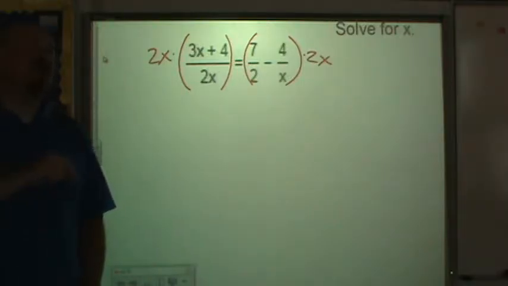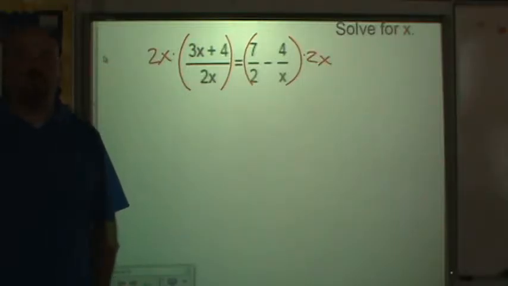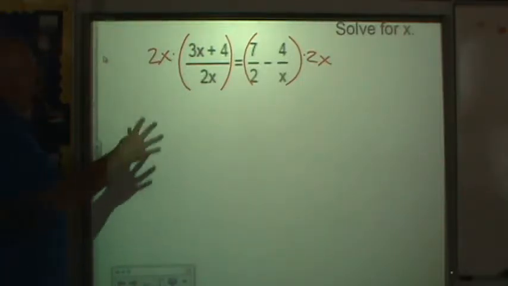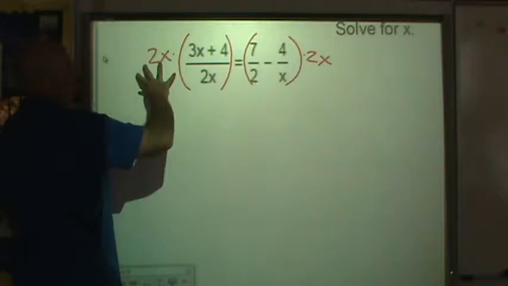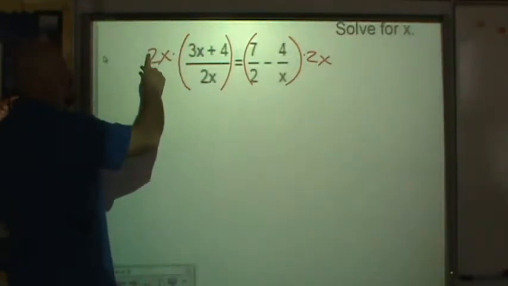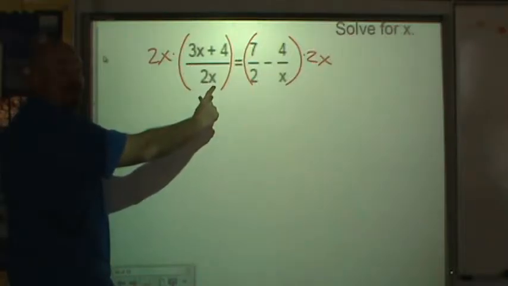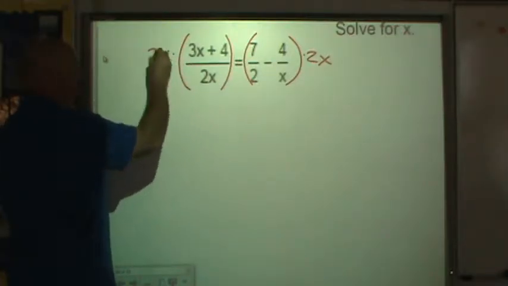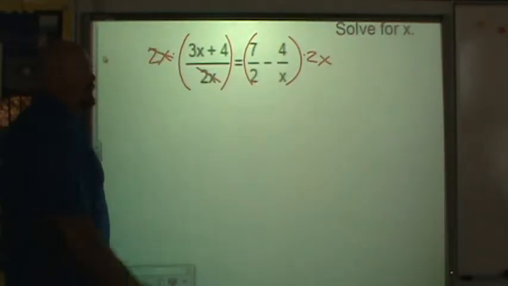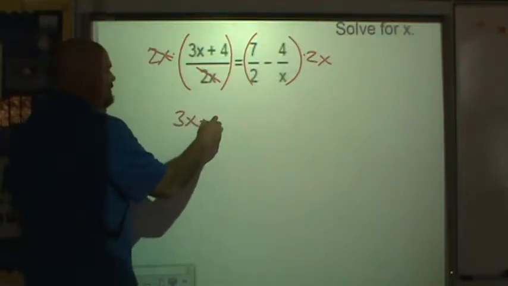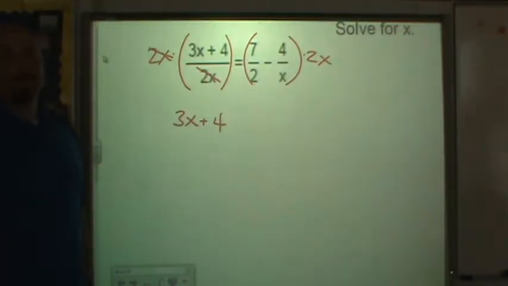Now, how you go about simplifying from here, you can go a couple of different ways. On the left side, because the denominator is the same as what I'm multiplying by, in other words, this was the lowest common denominator, that's just going to cancel right away, and I'm going to be left with 3x plus 4. Questions? That's happened in the previous example.